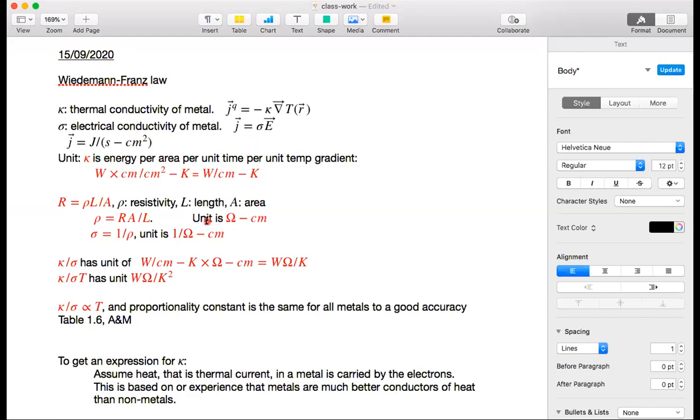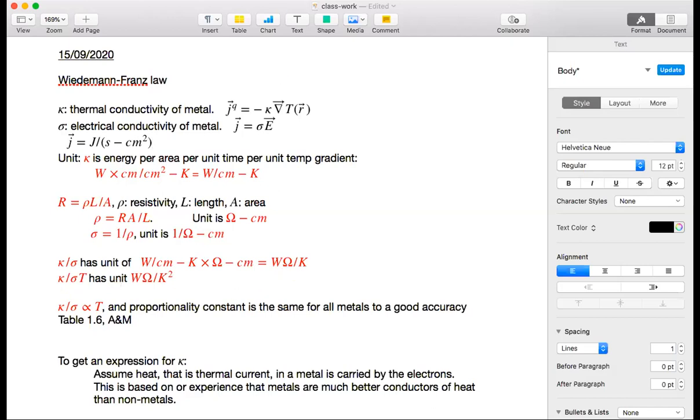And what is the unit of sigma? Sigma is simply 1 over rho, where rho is the resistivity, which is resistance times area divided by length. So rho is ohm centimeter, and so sigma would be 1 over ohm centimeter. So if you plug the units in, you will get kappa over sigma has units watt ohm per Kelvin. So that is the unit of kappa over sigma.